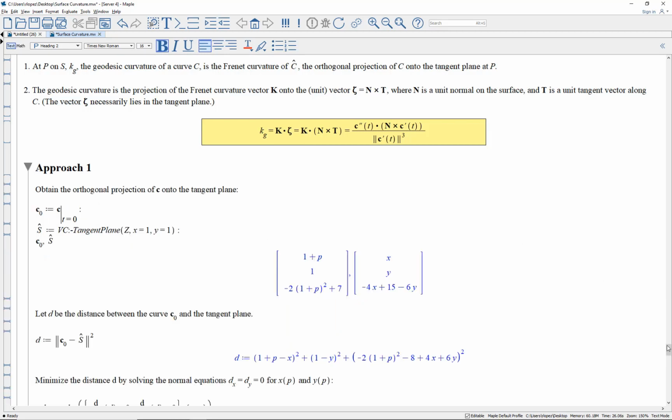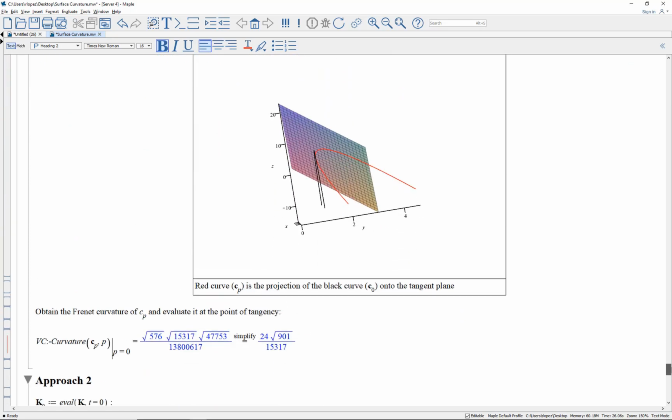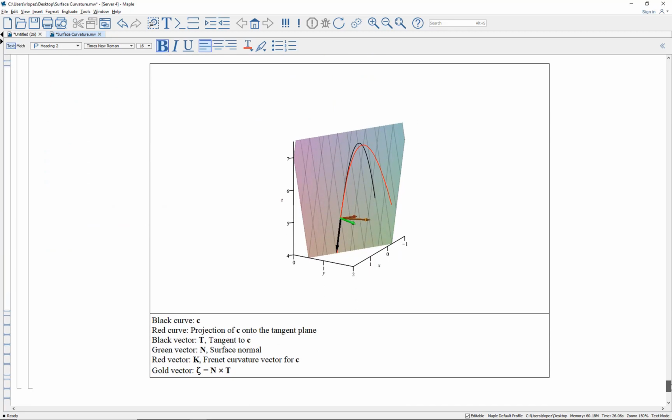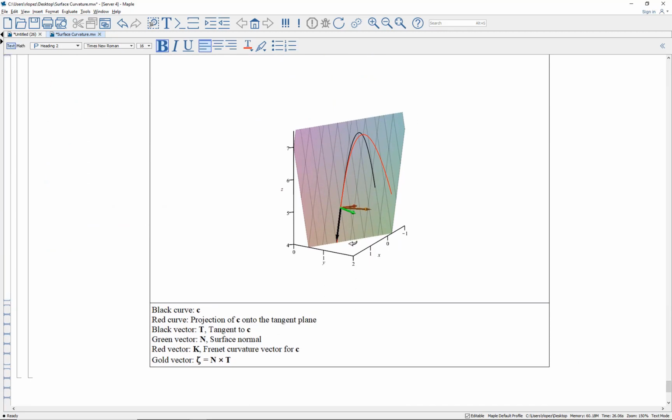And this number, let's see if we can see them both on the screen at the same time. This is what we obtain using the first approach. This is what we obtain using the second approach. And then I wanted to visualize these different vectors. Okay, so what do we have here?